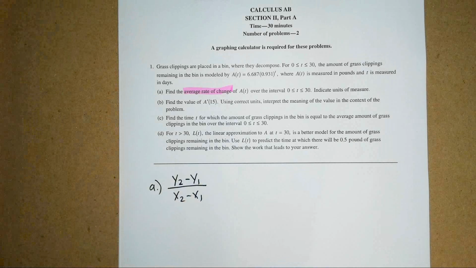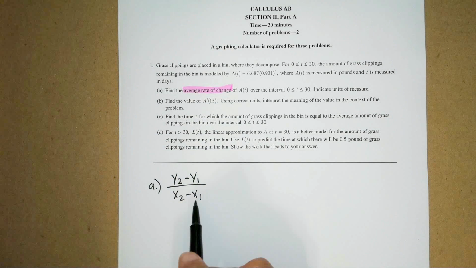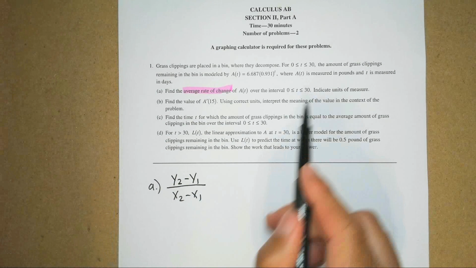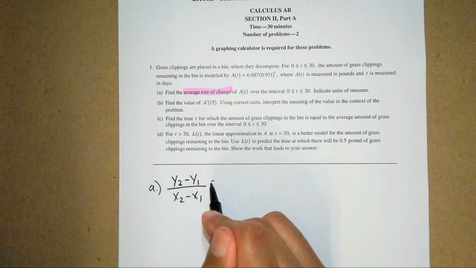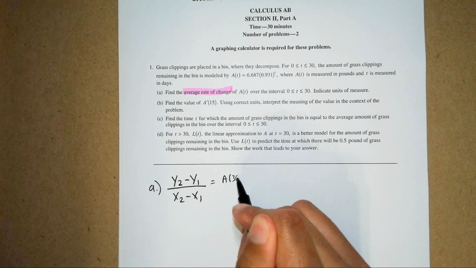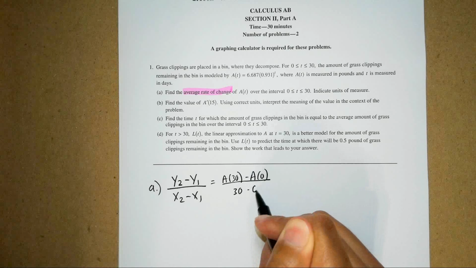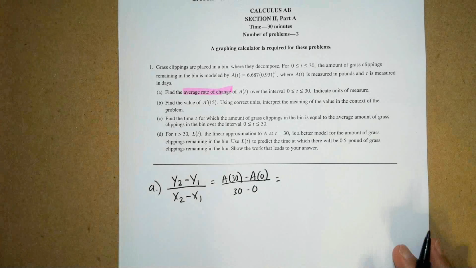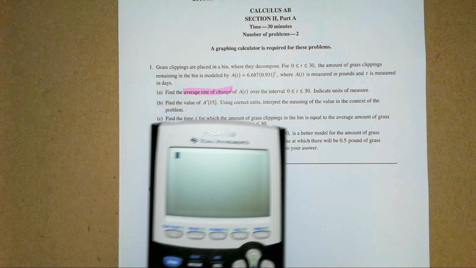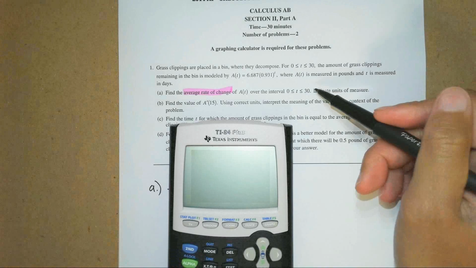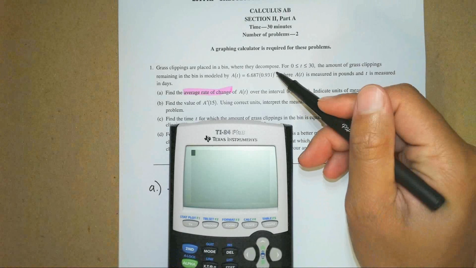Well, when you have that, we have x2 and x1 because that's 0 to 30, but we're missing y2 and y1. That's why we have to plug in A of 30 and then plug in A of 0 and put it all over 30 minus 0 and then calculate our answer. So you're just going to go on your graphing calculator, plug in 30 into this t and then 0 into this t and get your answers.